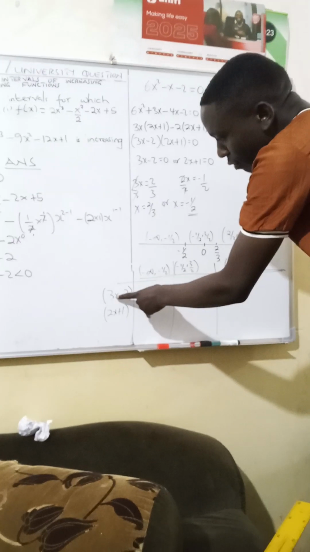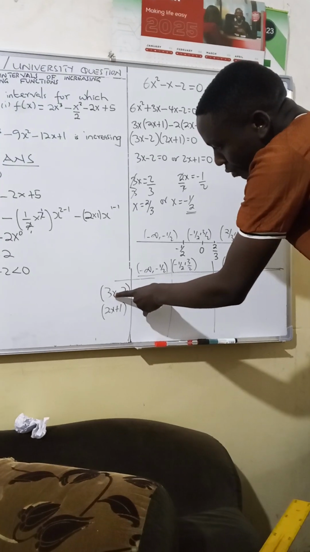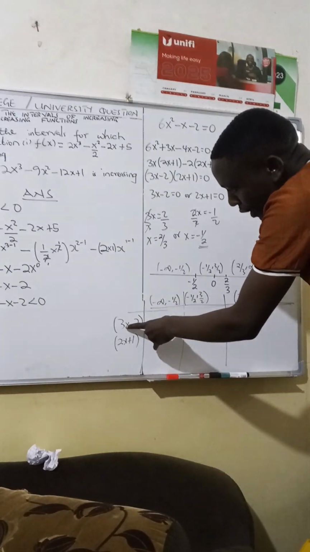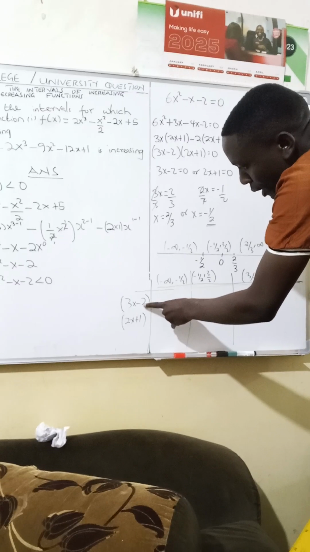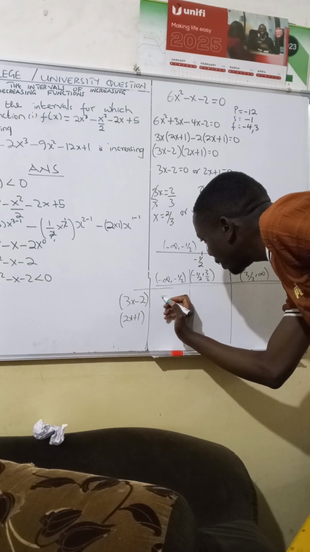So if I put negative 1 here, 3 times negative 1, I'm going to get negative 3. Negative 3 minus 2, it's negative 5. So the result of this function will be a negative value.